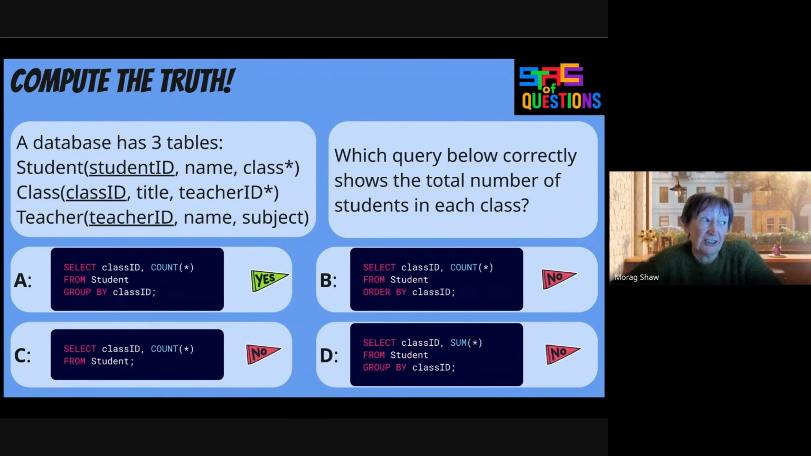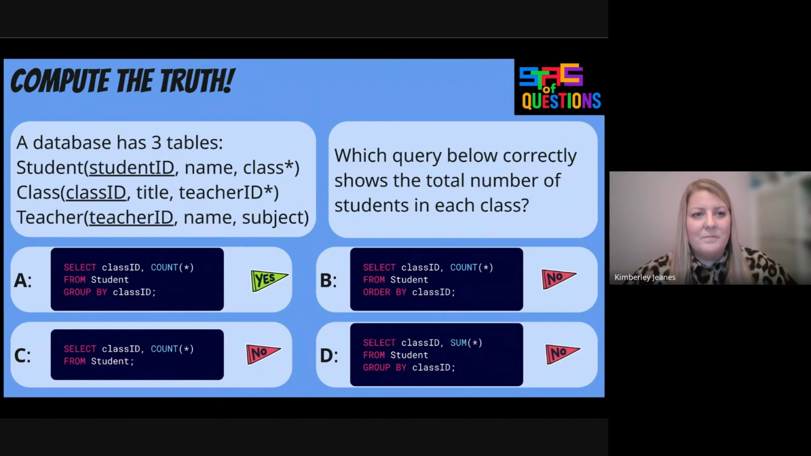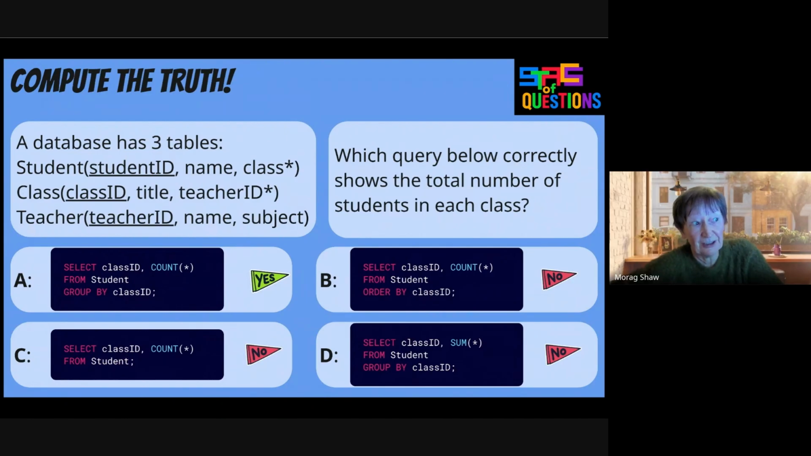C wouldn't actually work because it wouldn't execute, there'd be an execution error, because in fact there's no grouping and you can't have the two fields in the select without the grouping. You can't have the aggregate without the grouping. And in D, sum is going to do the wrong one. Sum star is not correct anyway. It would need a name for a field in there, and it's the wrong aggregate function.